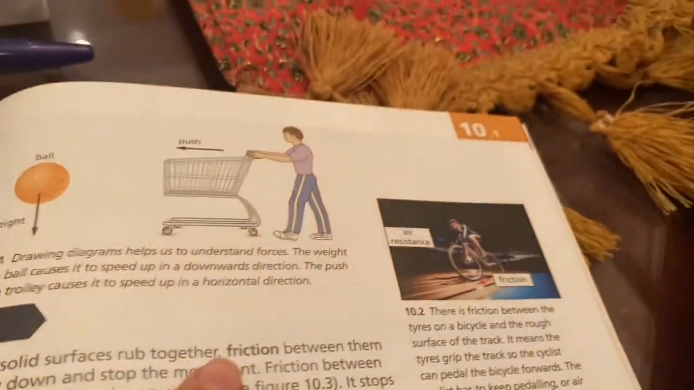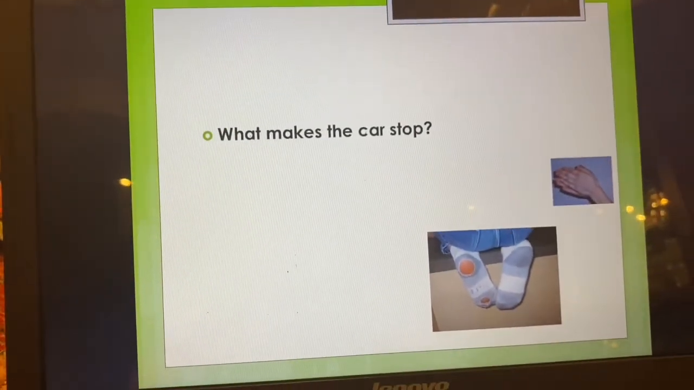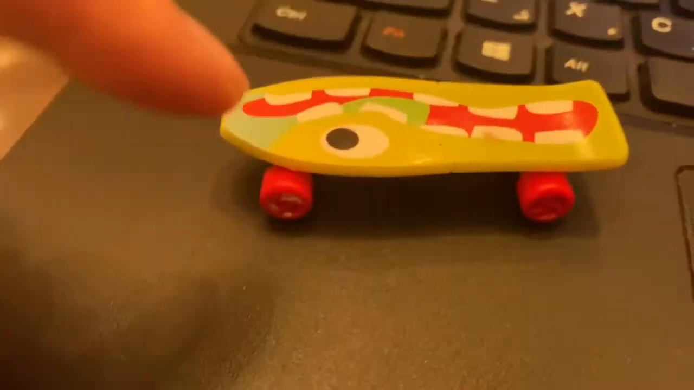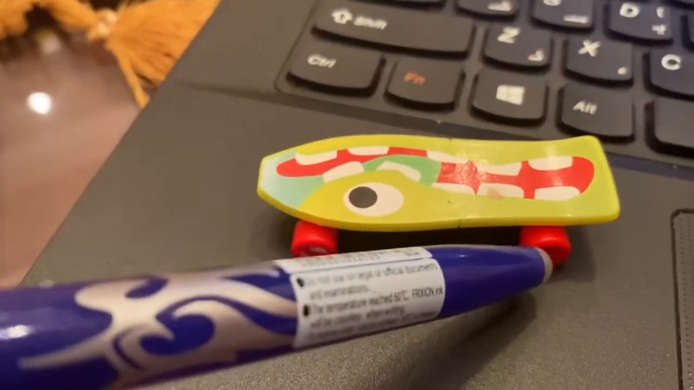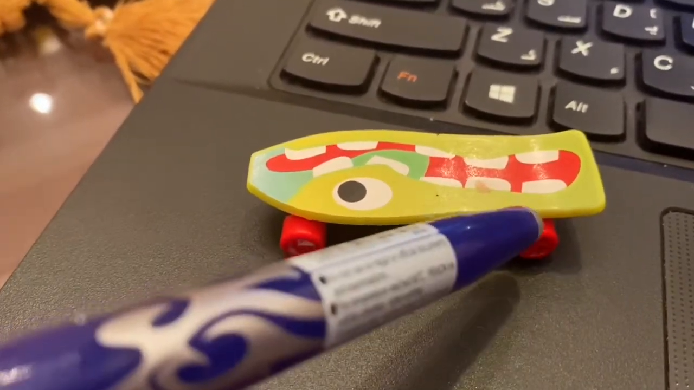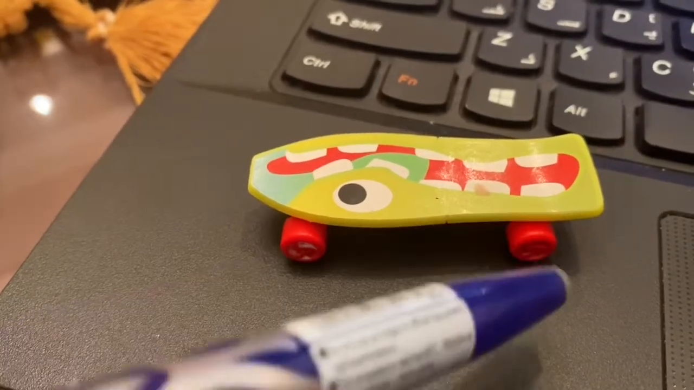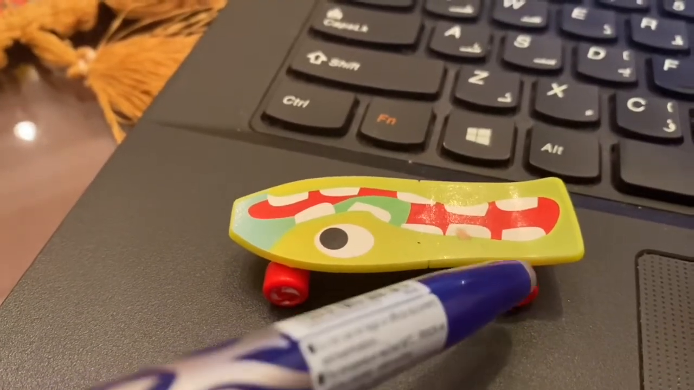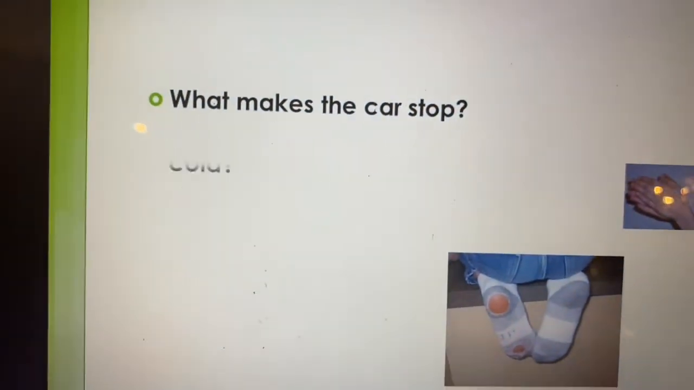Last thing we will talk about in this lesson is something called friction. What is friction? Look at these questions. What makes the car stop? We said because the wheels of the car and the surface of the street rub together, the wheels with the surface. Because of this rubbing, they will stop. Okay, the next question.